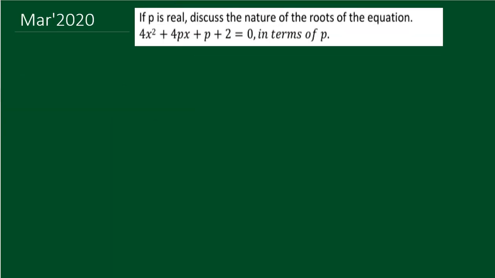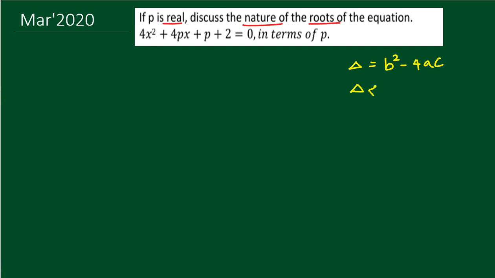The next question: if p is real, discuss the nature of the roots of the given equation. Always, when we want to find the nature of the roots, we use the discriminant delta, which is equal to b squared minus 4ac. Using this b squared minus 4ac, we say whether the roots are real or equal.